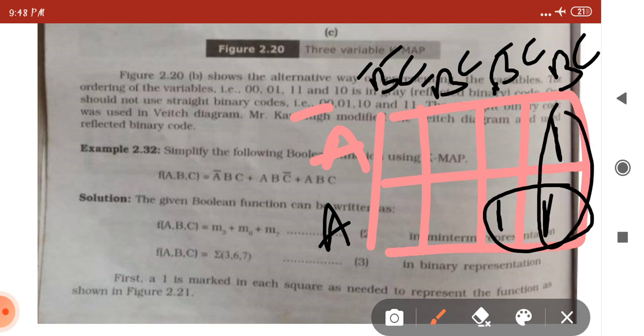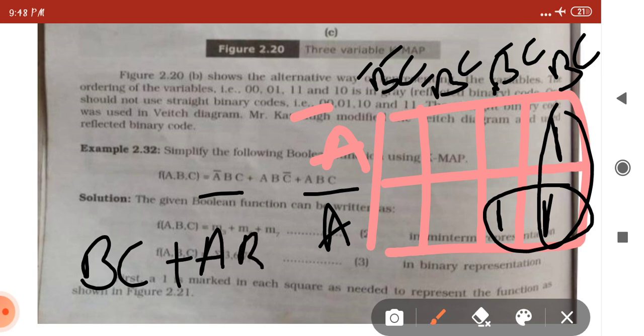What things will come? Which one is common here? Let us take that. A bar BC plus ABC. BC is common. A plus A bar is 1. Yes. And A B C bar. Let us take that one. A, B, C bar comes.